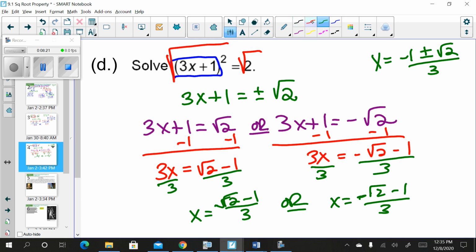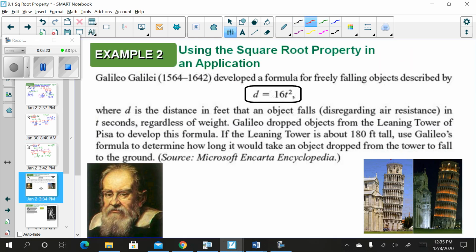All right, well, there's lots of different examples of real life situations where we would solve an equation like this. One of them has to do with the distance and the time of a falling object. So it says d is the distance in feet an object falls in t seconds, regardless of weight and air resistance. So if something falls for 5 seconds, we could figure out with this formula how far it would fall.